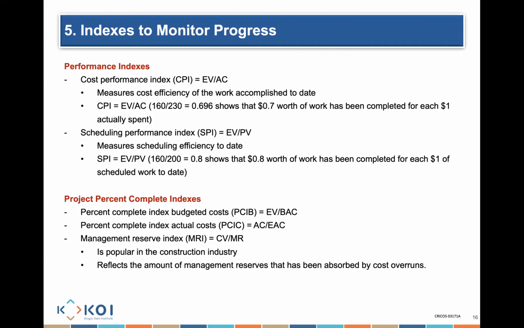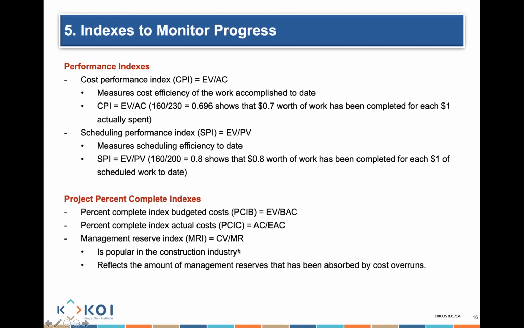If we think about percent complete index actual costs, we are comparing things: how much are things actually costing me, and how much is the project going to really cost me? Like how much of the budget have we actually already spent at that point in time? So the actual cost compared to my estimate at completion. Have I spent 20% of the budget, 30% of the budget? How much of my budget have I actually spent?